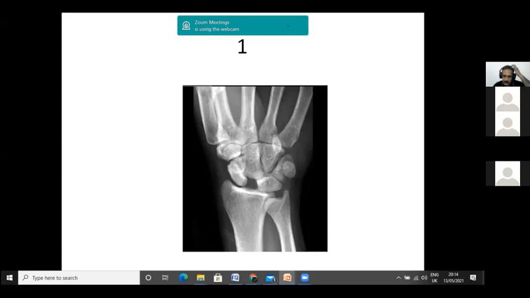Srijit, can you say the difference between a perilunate dislocation and a lunate dislocation? Any idea, Srijit? Srijit, can you answer this?